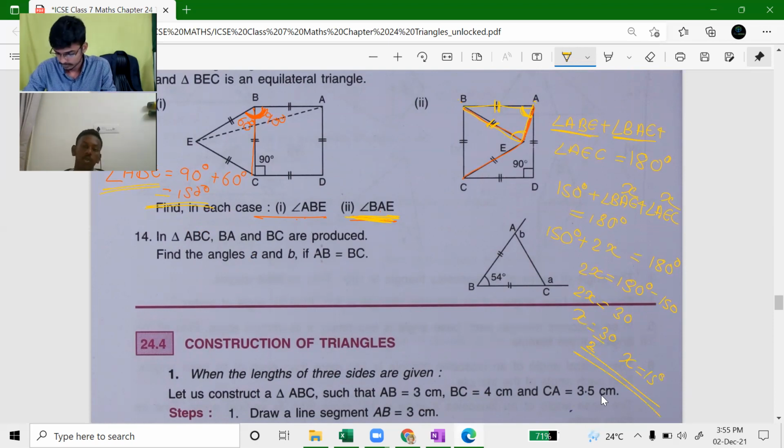Any doubt? No, sir. So your angle BAE is 15 degrees and your angle ABE is 150 degrees. Sure? Yes, sir. Any doubt till here? No, sir. But BAE and AEC are the same. Both will be 15 degrees because it is an isosceles triangle, no. Okay, lock it. Let's move ahead.